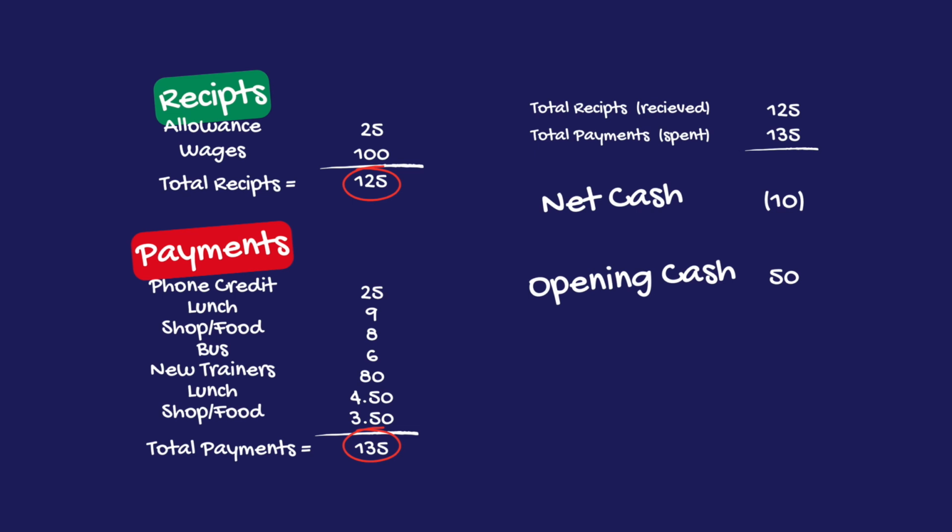So our net cash is minus €10 and our opening balance was €50, which means we're left with a closing balance to the end of the month of €40.